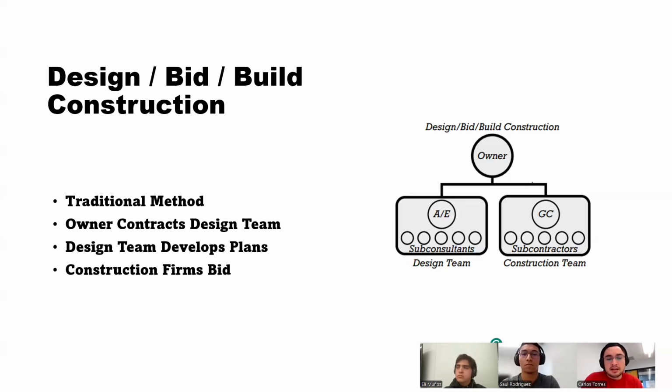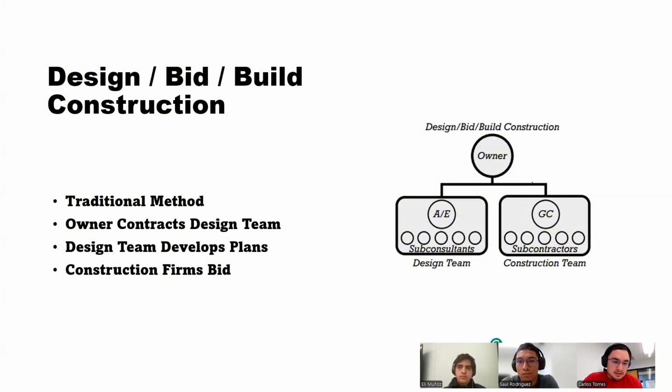The first one is design, bid, and build construction. It's the traditional method, the one most commonly used, where the owner contracts a design team. The design team develops a plan for the construction, and then, separately, subcontractors and construction firms bid on the project based on the plans created by the architects and the engineers.